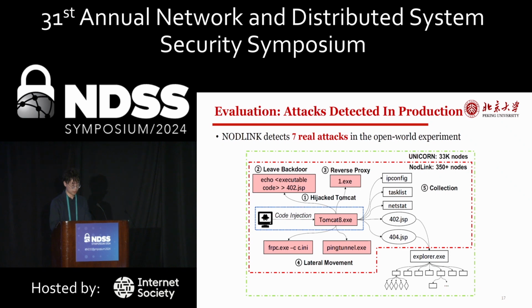In the open world experiment, NODLINK detects 7 real attacks in 10 real customers. Here is an example of them. It is an attack that injects executable code to Tomcat and leaves a backdoor. Then it uploads the reverse proxy tools, carries out the lateral movement, and collects system information along with the whole procedure.